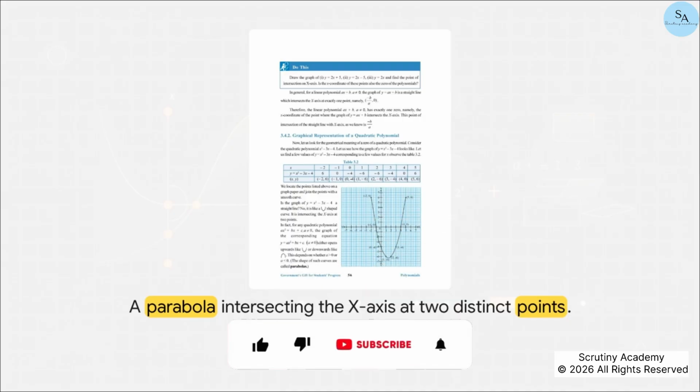Look at how the smooth curve dives below the middle horizontal line and then comes back up. Because it dips and rises, it crosses the x-axis twice. We can visibly see it crossing at -1 and +4.